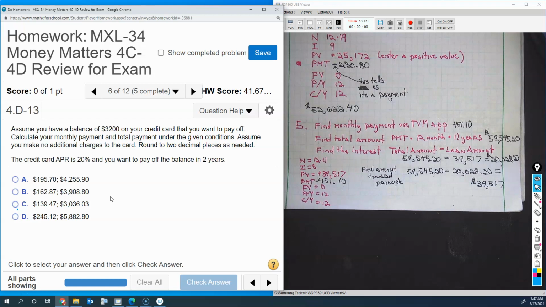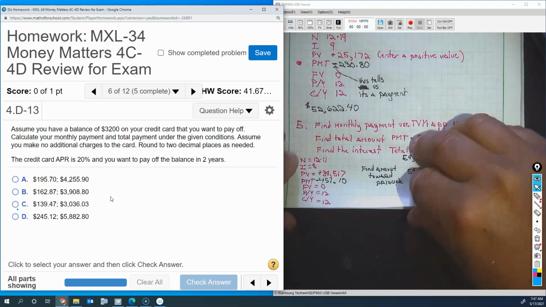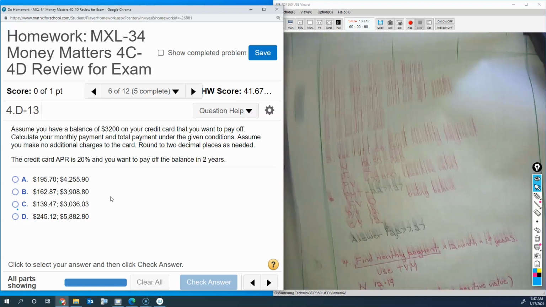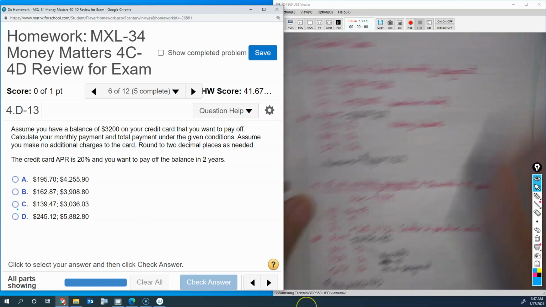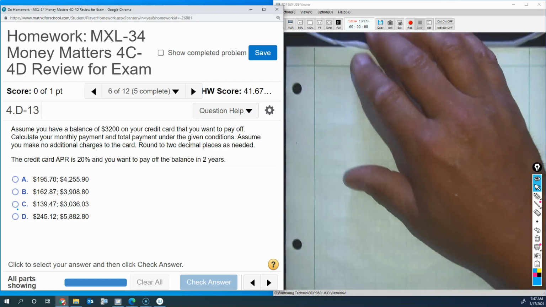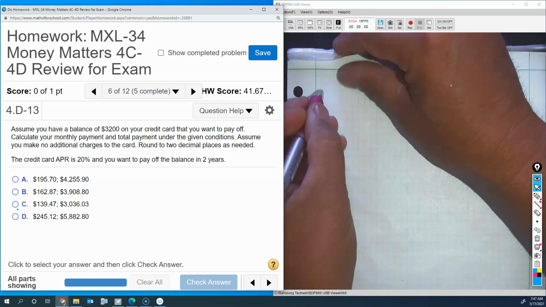Now when you're doing a credit card, guys, you do it exactly like this. The next question is going to be just like the last one, or like one of these monthly payment ones. It's the same thing, it's just a credit card.